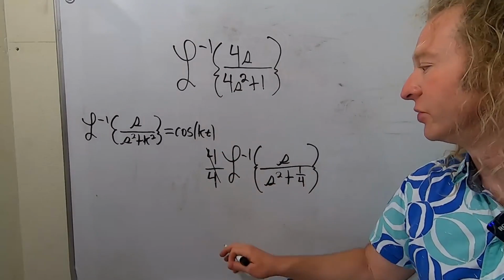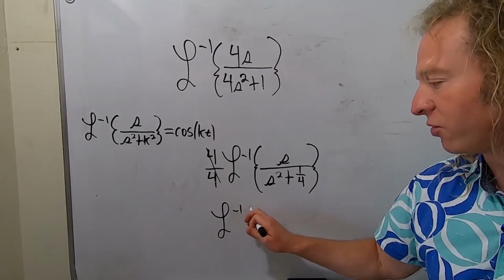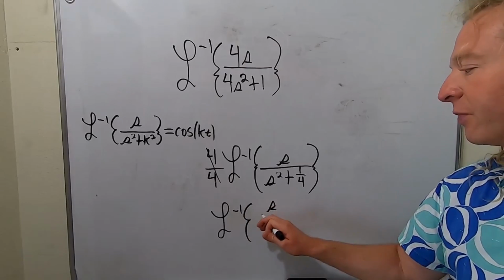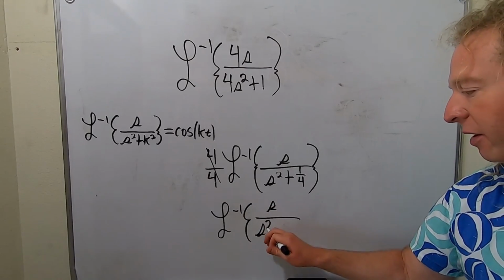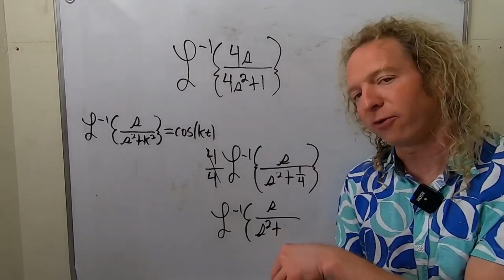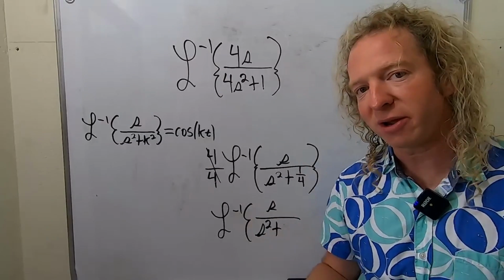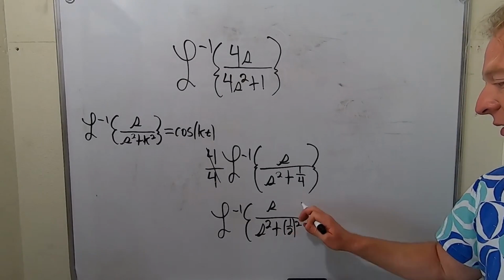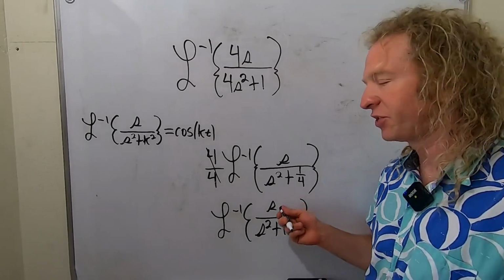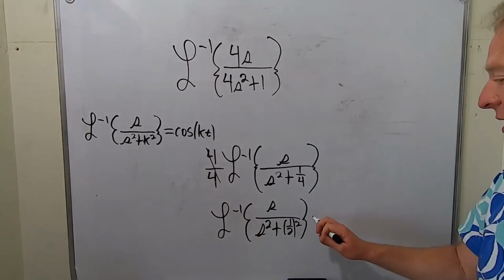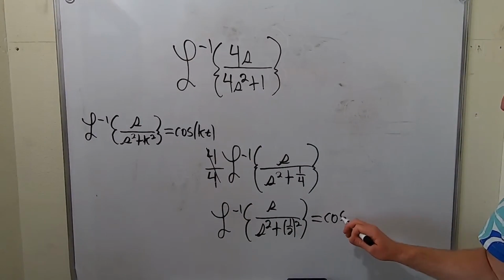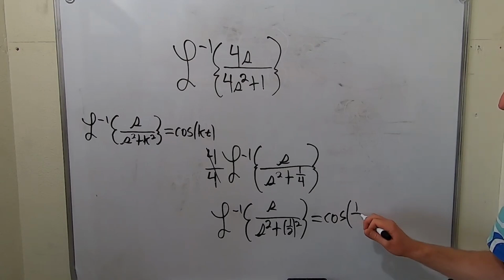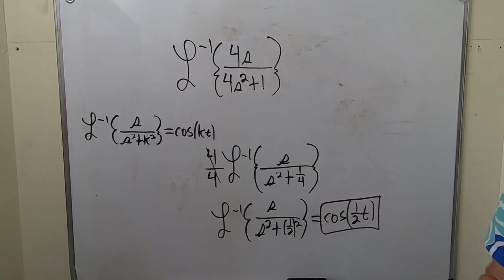So this is going to cancel. So this is the inverse Laplace transform of s over s squared plus 1/4. Now you can rewrite your 1/4 as k squared. That's going to be 1/2 squared. Beautifulness. And the cosine function has the s. So this is going to be cosine of kt, but k is 1/2. And that is the final answer.